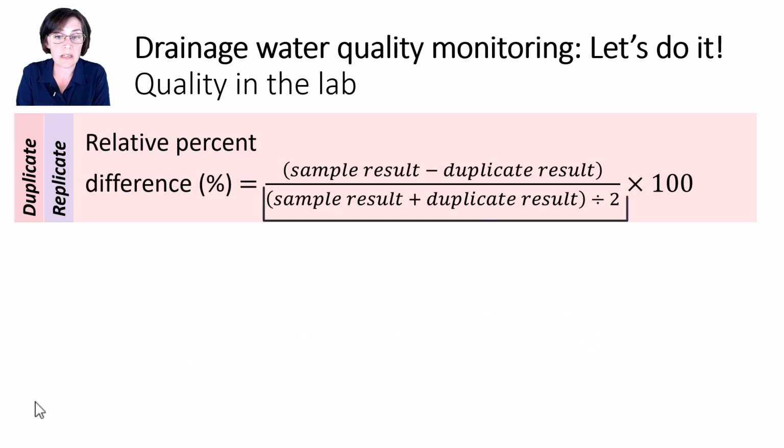Notice, in relative percent difference, you divide by the average of the 2 samples rather than dividing by just your initial sample concentration. This is because neither sample can be considered the true concentration.